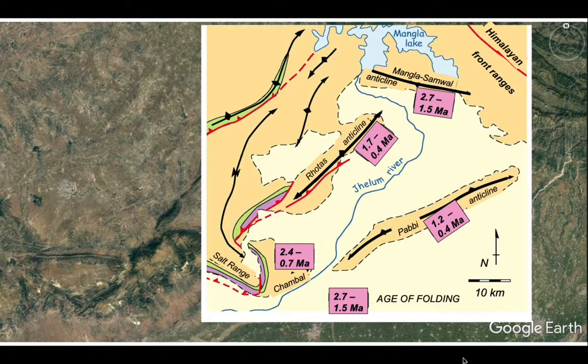In the case of the Mangla Samwan anticline up by Mangla Lake in the north there, the anticline seems to have finished around 1.5 million years ago, whereas the Pavi anticline in the south began folding at about 1.2 and continued folding to 0.4 million years. In fact, that 0.4 is just the youngest age we can get from the magnetostratigraphy in this study. The deformation presumably can continue beyond that and may be active today. Indeed, this area is seismically active. So we can date the age of folding through looking at the stratigraphic record.